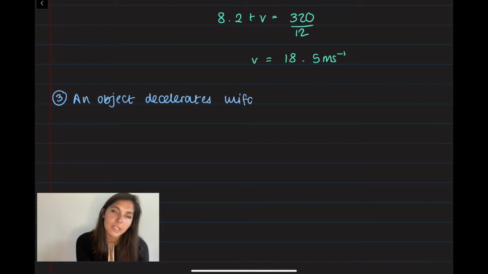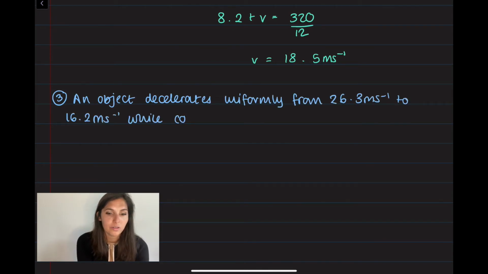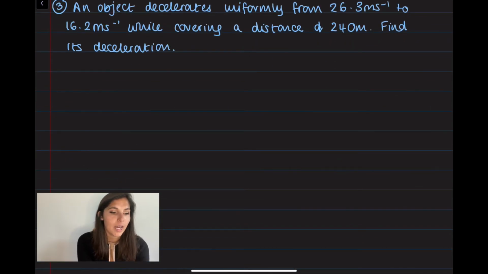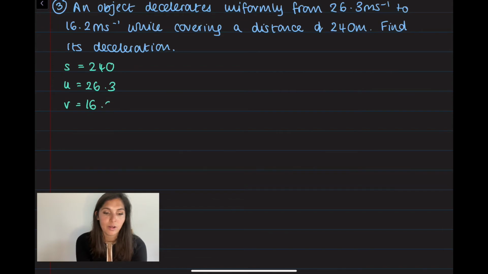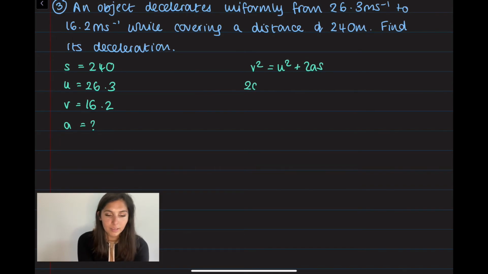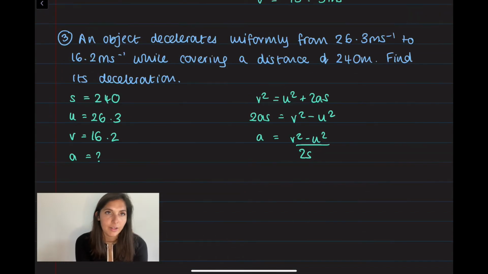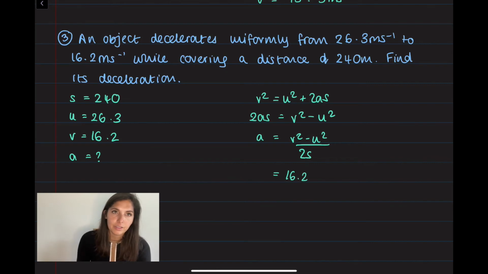In this next example, we can use the exact same method. So I'm going to write out all the information that I know. I know the displacement, I know the initial and the final velocity, and I want to find the acceleration. So I know I want to use the formula that contains those variables. So I need to use v squared equals u squared plus 2as. Then I can rearrange that to get a on one side. Then I can plug in my values and I end up with this negative acceleration. If I look back to the question, it's asked for deceleration, so I know that the deceleration is the positive version of that acceleration.